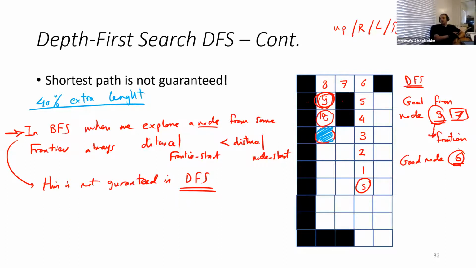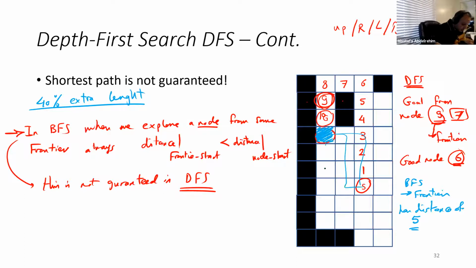I will leave it to you, okay? And you will find that we will explore the goal node from this one. And this one has a distance of 5. In breadth first search, the frontier from which we explore the goal has a distance of 5. And you will find that it may be like this, the shortest path, or like this, or like this, whatever. I mean, it's in that area here.